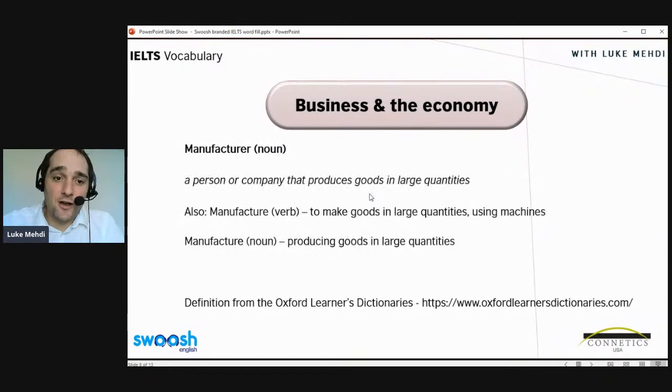Next one, manufacturer as a noun, a person or company that produces goods. Now, the important point here, in large quantities. So usually industries and things like that are manufacturers. Manufacture can be used as a verb, similar to produce, but it adds this idea of quantities and usually using machines as well. And you can also talk about manufacture as a noun. The manufacture of goods in this country is something... So you can use it as a noun at the start of a sentence.